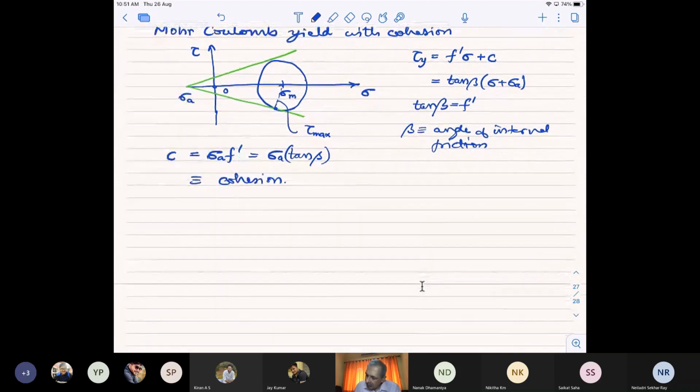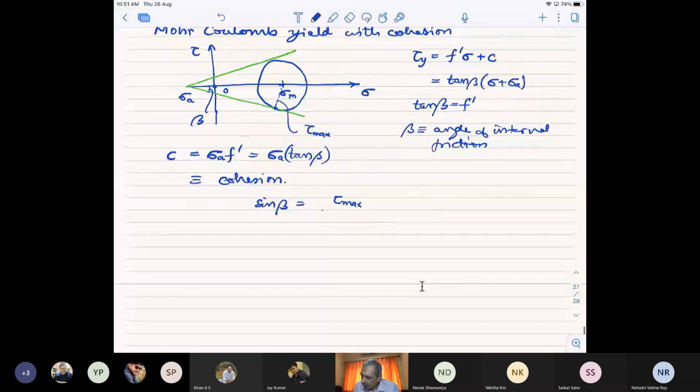And in this case, we have sine of beta, as we just saw. This angle over here is beta. So sine of beta, which is opposite side, that is tau max, divided by the hypotenuse, which is sigma a plus sigma m. So this is the criterion.